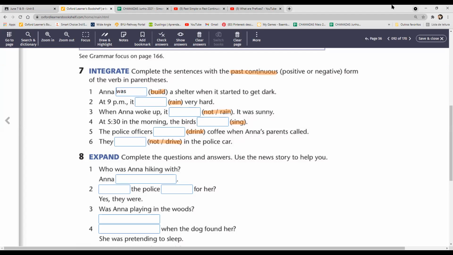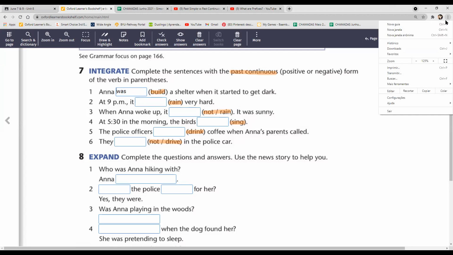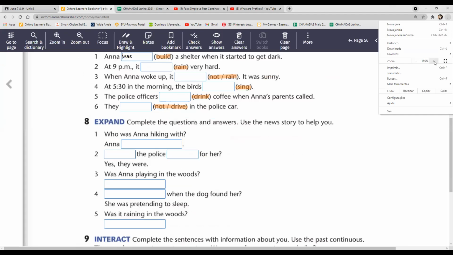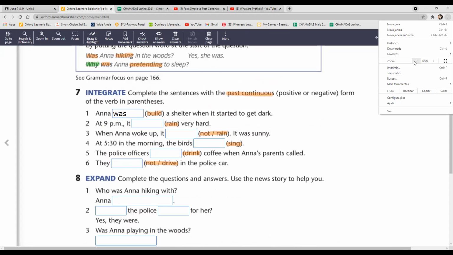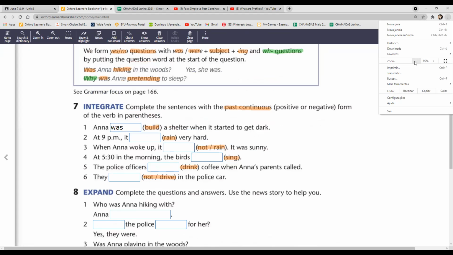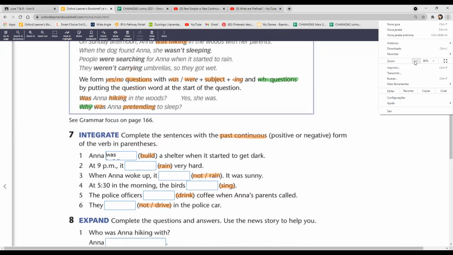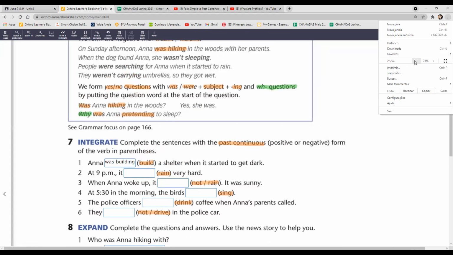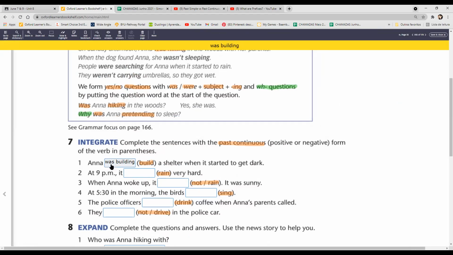Here, it doesn't fit all in the box, but let me see if I can make it fit now. I don't think so. Let me try to minimize. Yeah, it's not gonna work. No. Yeah, now it is. Okay. Can you see that now? Yes? It's a little small. The font is a little small, but you can see, right?